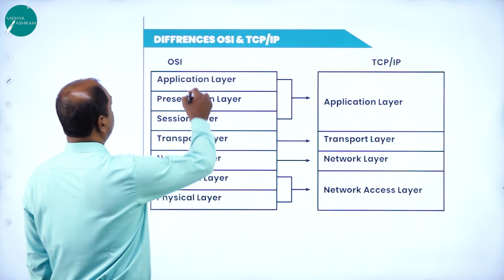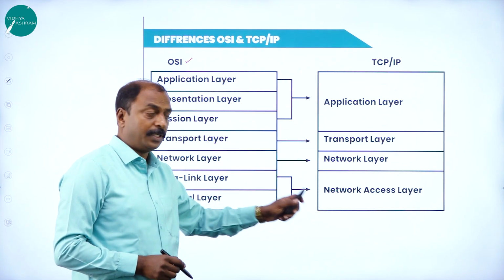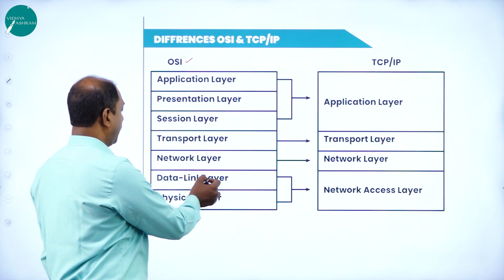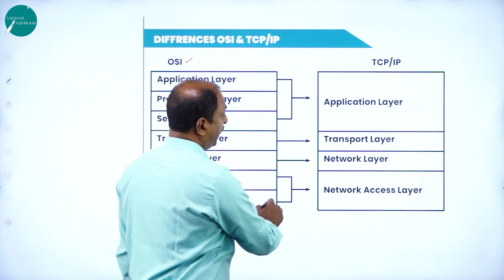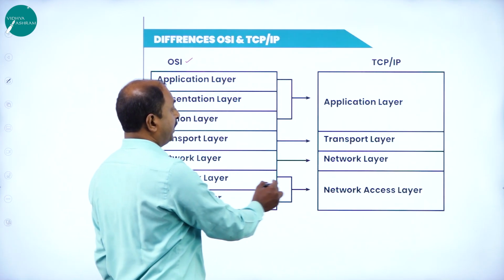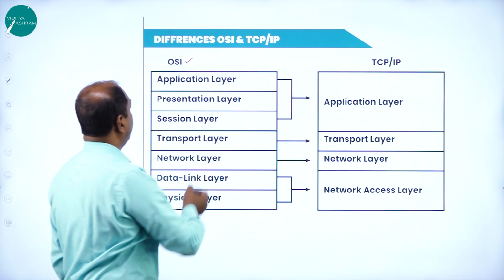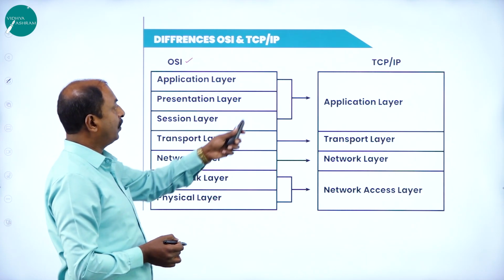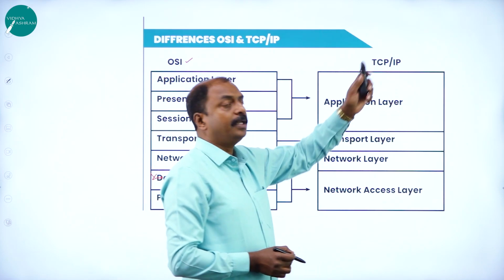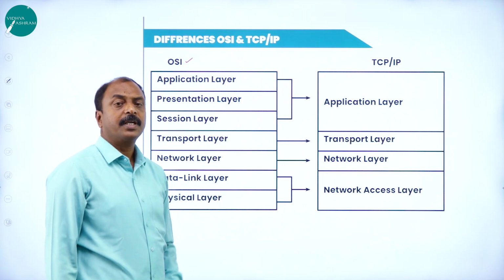As I told you, OSI is a 7-layer model, and TCP/IP is a 4-layer or 5-layer model. Here you can compare the different layers. The data link and physical layers combine to form the network access layer in the TCP/IP reference model. The network layer and transport layer remain as they are, and the application, presentation and session layers of the OSI reference model form a single application layer in the TCP/IP reference model. So these are 2 different networking models.